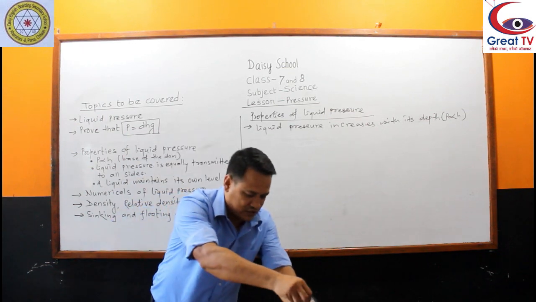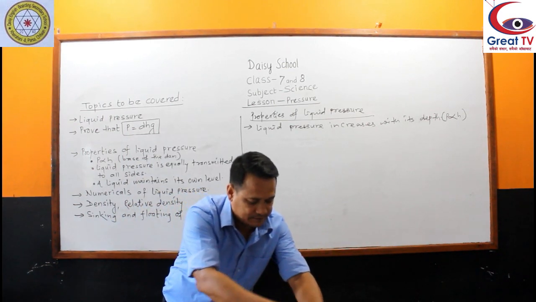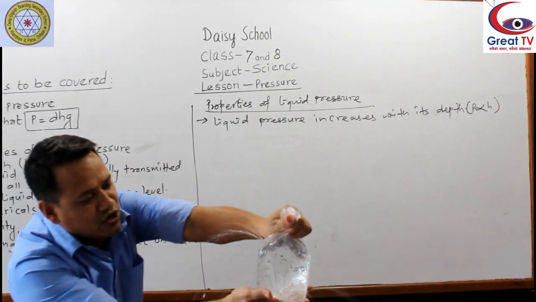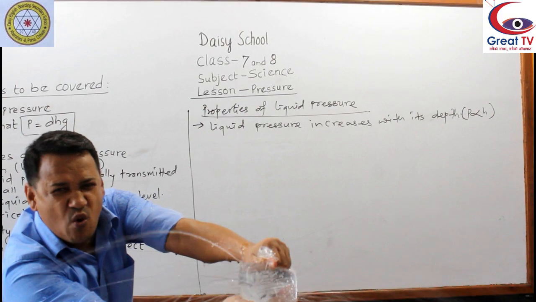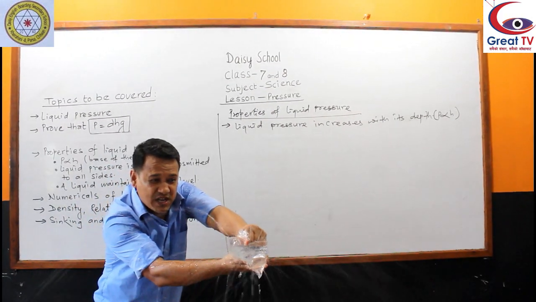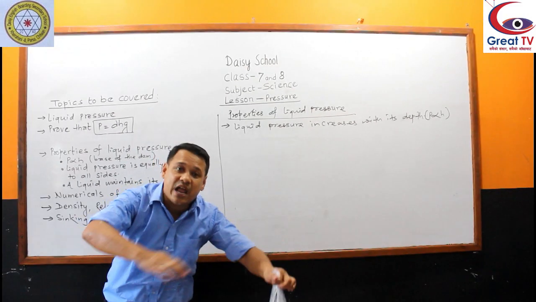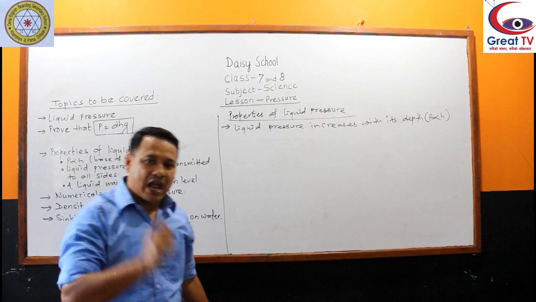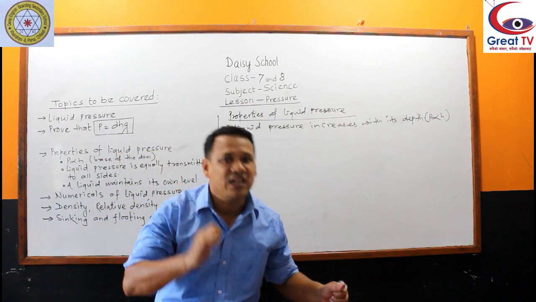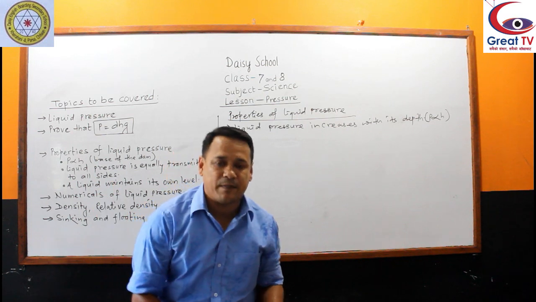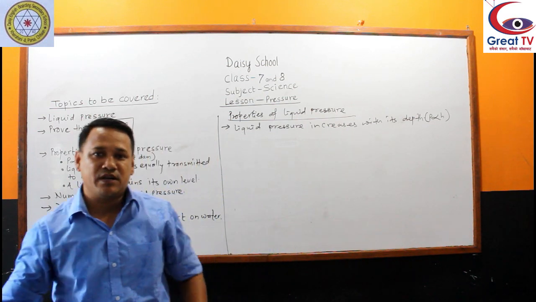So when I press from the top, you can see water is coming out from all sides, and the pressure is equal, because the liquid exerts pressure equally in all directions in an enclosed vessel. But in an open vessel, it does not happen like this.